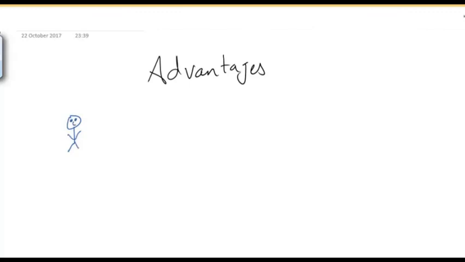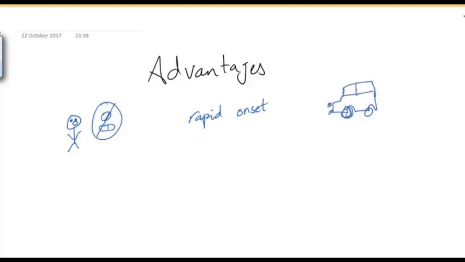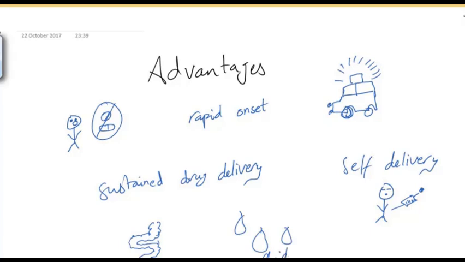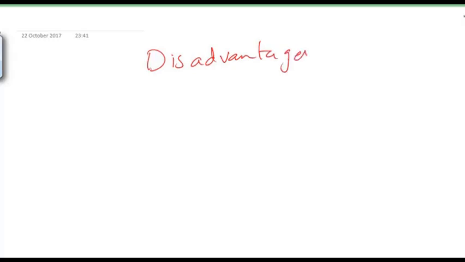The advantages that we have of parenterals are that there are some patients that can't take the drug orally, so we can give it to them. It has a very rapid onset of action, so you can give it in emergencies. And sustained drug delivery, you can give through parenterals, and you can even give it as self-delivery. A patient can administer the drug himself. And again, if you can't take the drug through the intestine, then you can obviously use this, and you can give fluids and electrolytes through it.